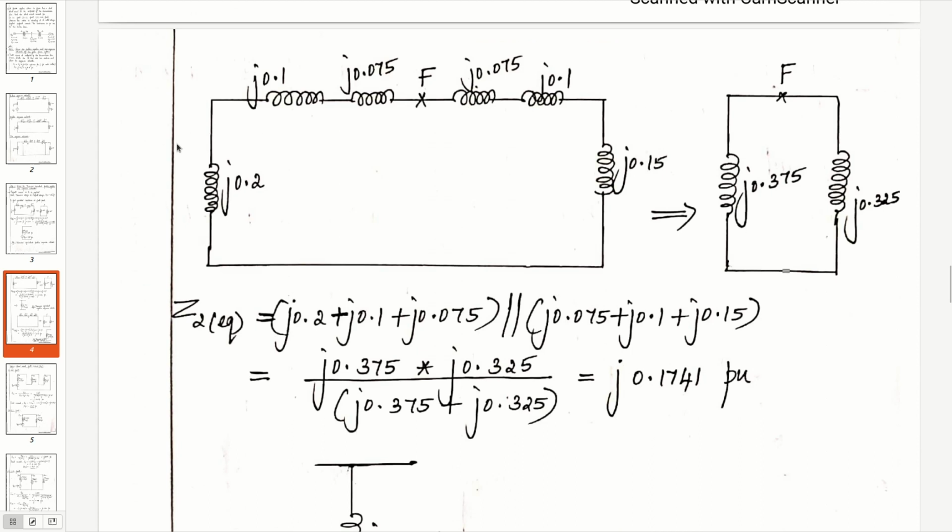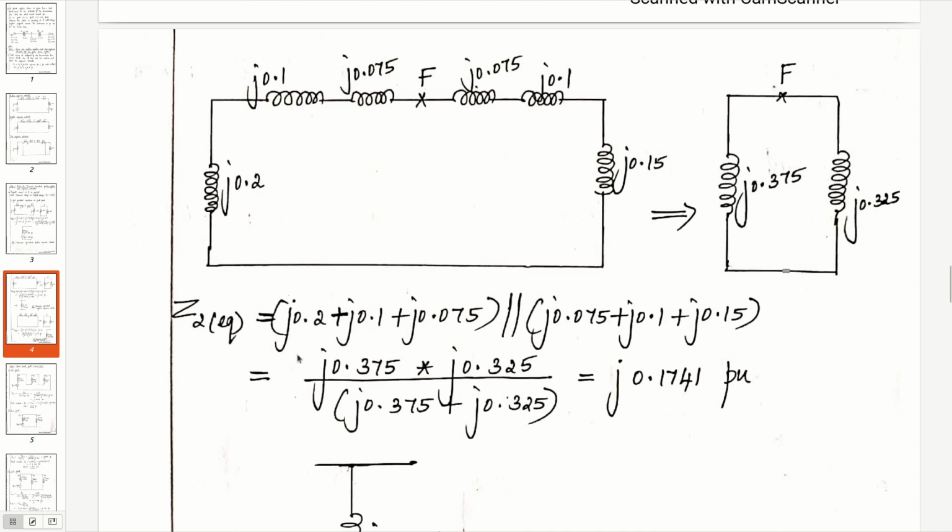The reactances of the generator or the machine are different from the positive sequence network. So it is J0.2, J0.15. So the other equivalent circuit remains the same. To the left hand side we have a series combination of 3 reactances. On the right hand side also we have a series combination. So by adding, we have J0.375 and J0.325 in parallel with respect to the fault point.